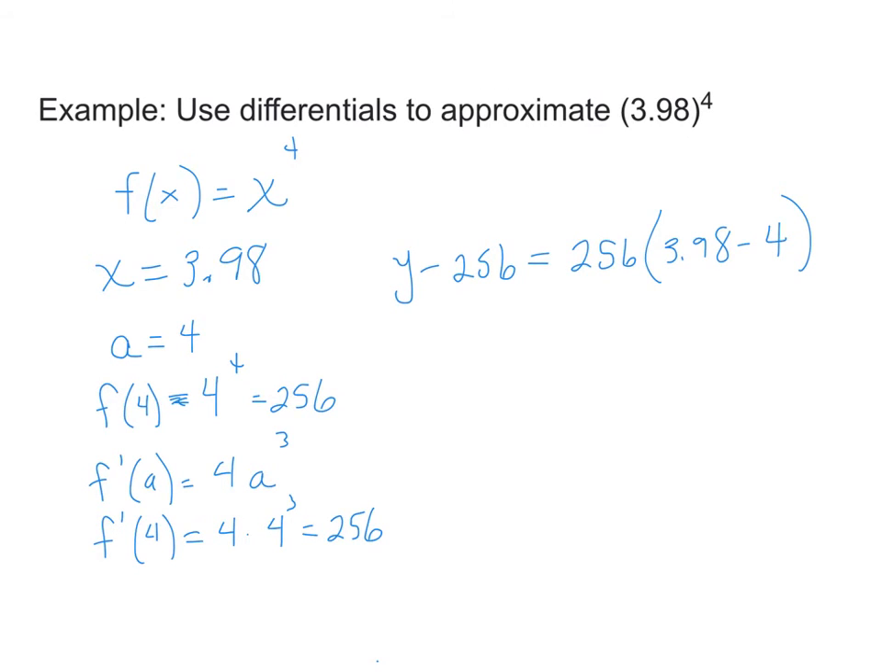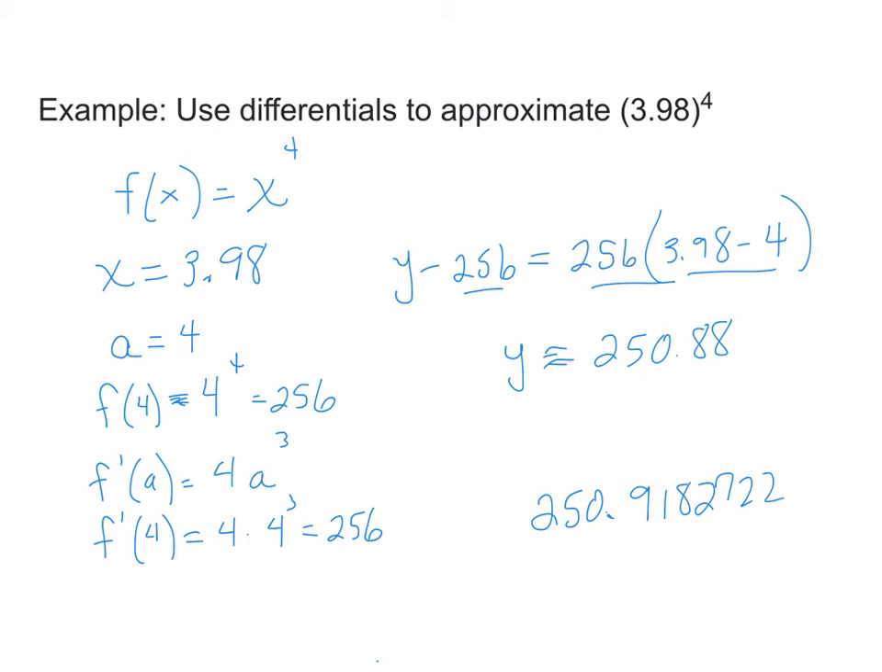So when you put that in your calculator, do this part first, then multiply, and then add, you end up with y equals approximately 250.88. If I put 3.98 to the fourth power in my calculator, I get 250.9182722, and you're going to get some slightly different results depending on what you pick for your a. But that's a pretty good approximation.